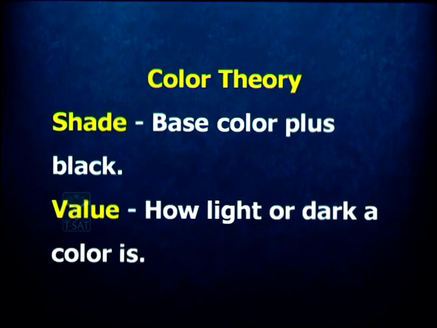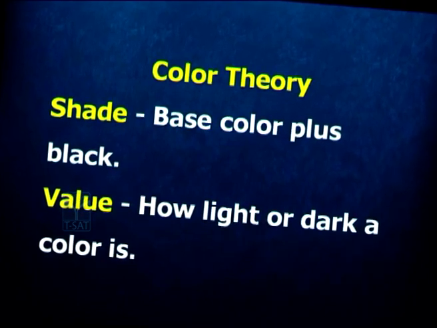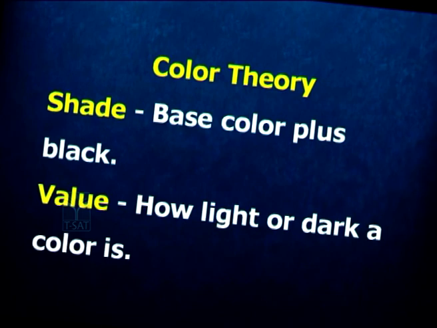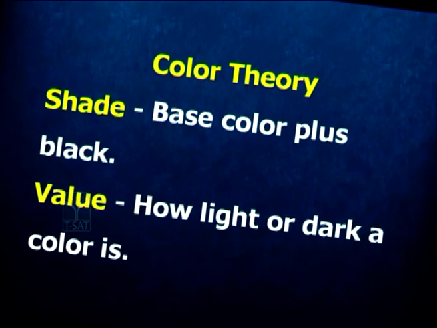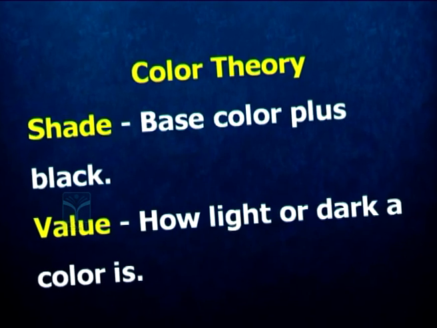Another aspect is shade. You get shade when you mix black to any color, right. So, you mix a little amount of black to red, you get a shade, you get maroon, right. You get a shade of any color by mixing black, right.